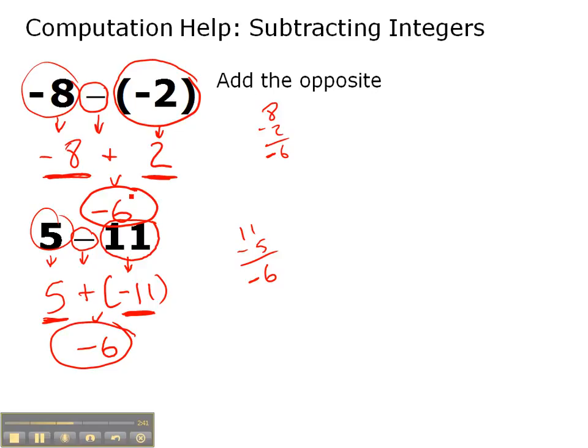Okay, as I said, there's much more to say about the integer addition part of this. So if you haven't watched the adding integers video, make sure you watch that one also.